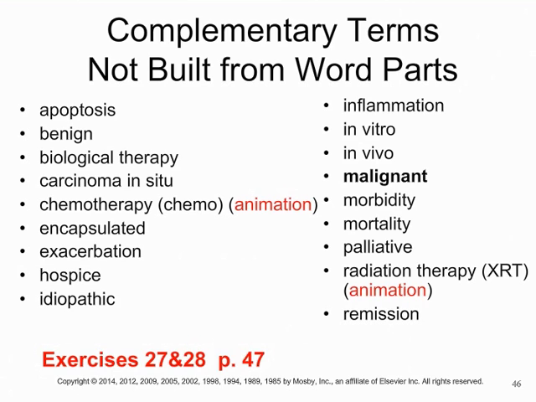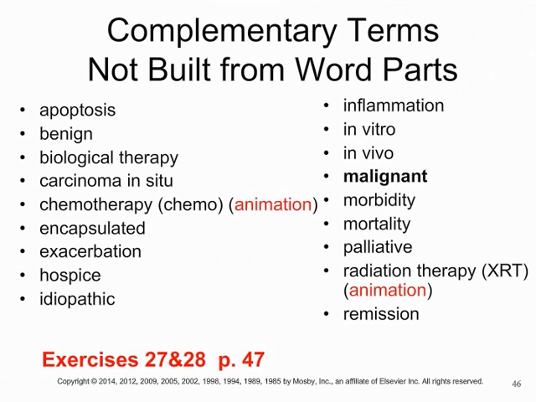Thinking of chemotherapy, the abbreviation is chemo, and there's also an animation on the website. But chemotherapy is where you treat cancer with drugs, whereas radiation therapy, which is abbreviated XRT, the X standing for X-ray, is where you use X-rays to try and treat cancer. And we'll learn later on what the differences are between the two when we talk about different medical tests that can be done.